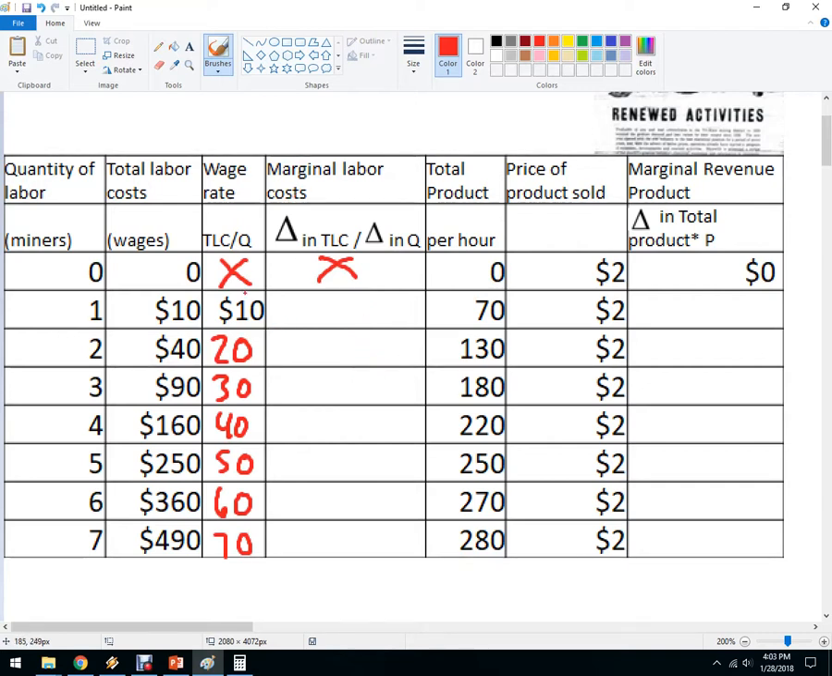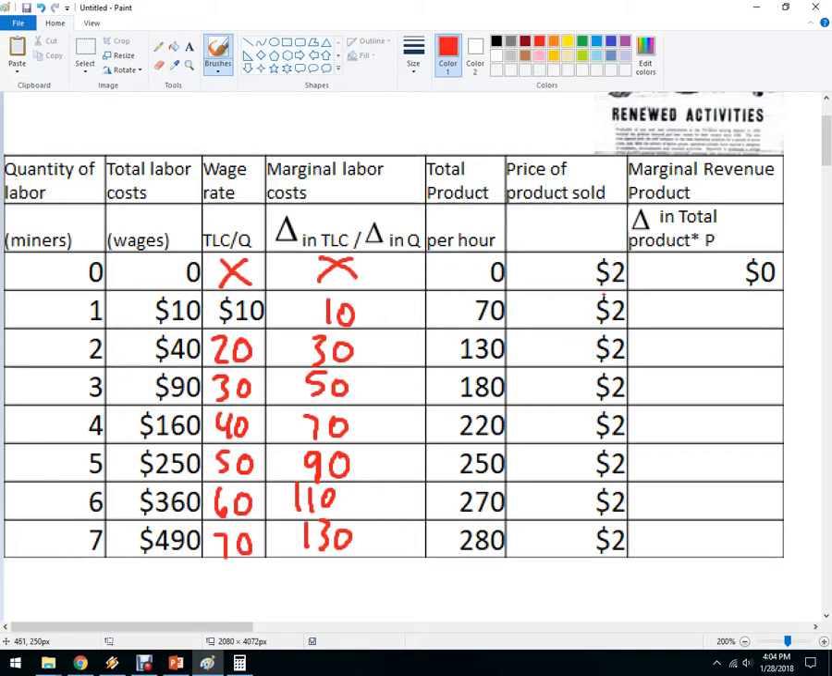Okay, marginal labor cost. This is the additional cost from going from here to here, from here to here, and so on. So the additional labor cost of that first worker is 10. That makes sense. The additional labor cost of the second worker is 30, because I'm going to pay both workers 40, whereas before I was only paying one worker 10, right? So then 50, 70, and this is what the firm really cares about. Oh, I just made a mistake there. Not 60, 70. Then 70, 90, 110, and 130, okay?